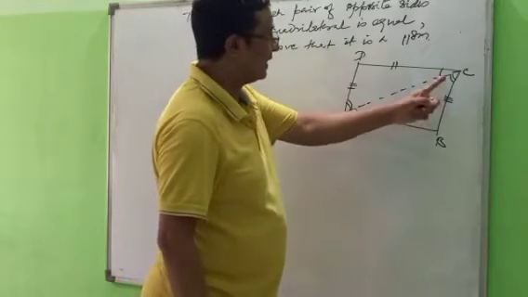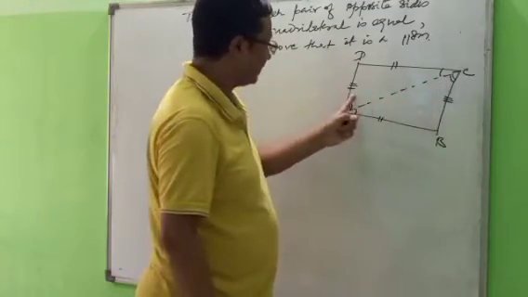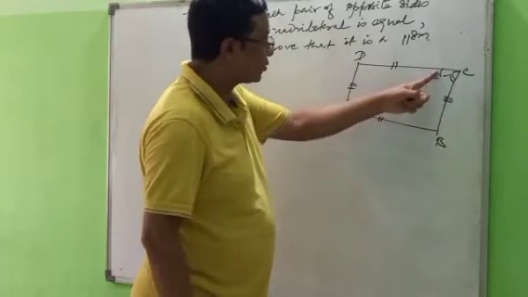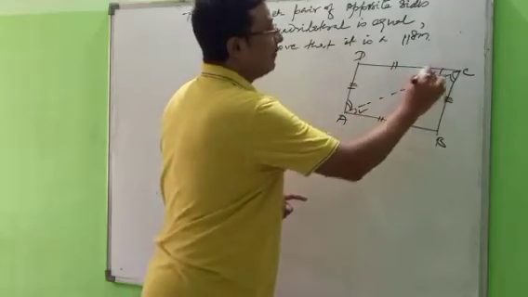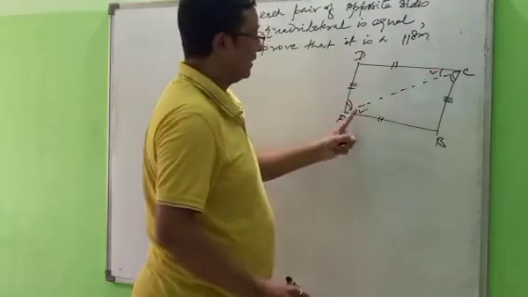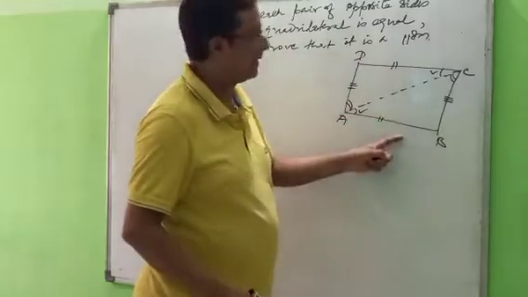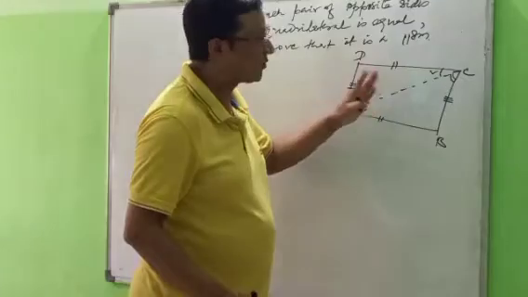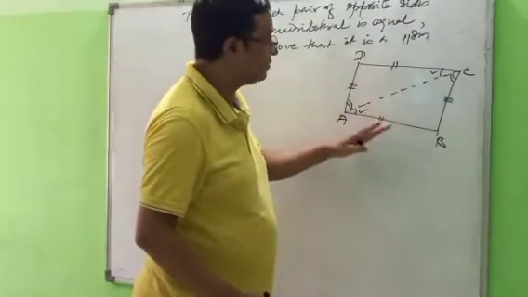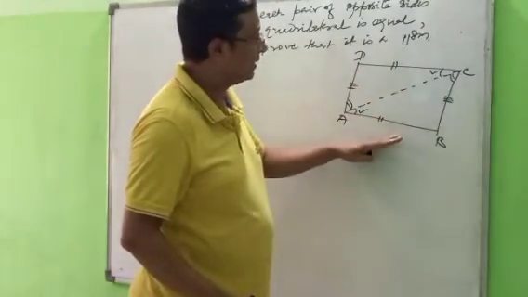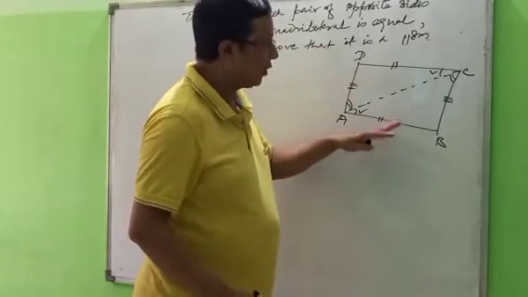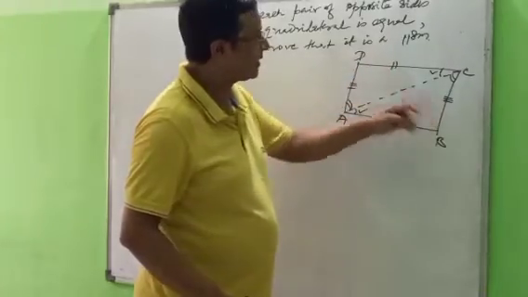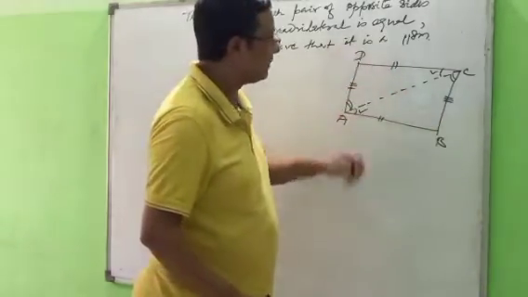Since this forms a pair of alternate angles, that is why BC is parallel to AD, and these two angles also form a pair of alternate angles. That is why AB is parallel to DC. When both pairs of opposite sides are parallel, this quadrilateral becomes a parallelogram, because as we have defined, a parallelogram is a quadrilateral having both pairs of opposite sides parallel.